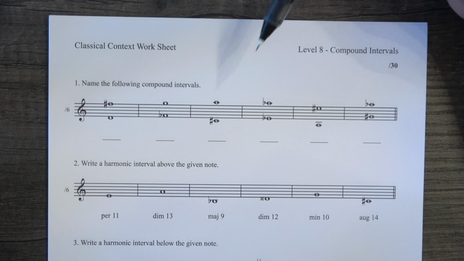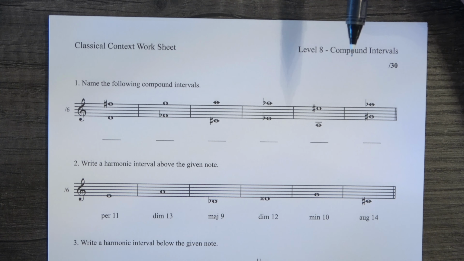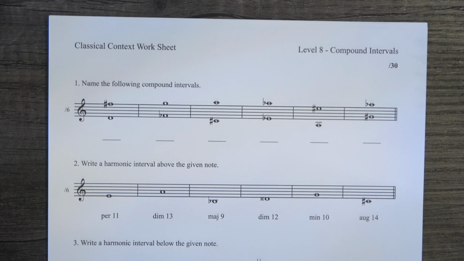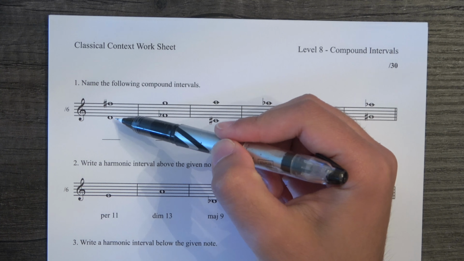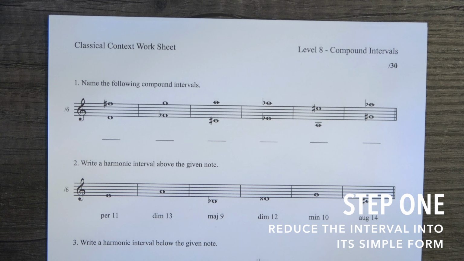So here's a question you might find on your Level 8 theory exam. Name these compound intervals. Okay, so here's a compound interval. Remember, compound means greater than an octave, and this D to F sharp is indeed greater than an octave. So remember, at the whiteboard we learned that step 1 is to reduce the interval to its simplest form.